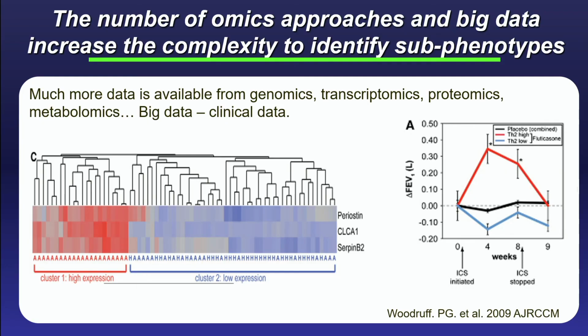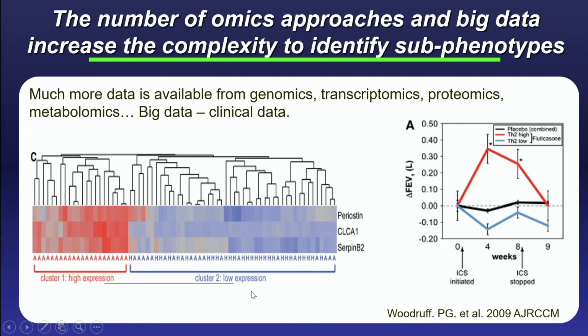This is one example from the asthma literature, but I think it highlights some of these concepts. In this study published in 2009, Prescott, Woodruff, and other investigators from UCSF looked at epithelial cells from nasal brushings, or airway epithelial cells, in patients with asthma. They looked at 3 specific IL-13 inducible genes for gene expression. They found that they could identify 2 clusters of patients based on expression of these 3 genes: a Th2 high expression cluster here in the red, and a Th2 low expression cluster here in the blue.